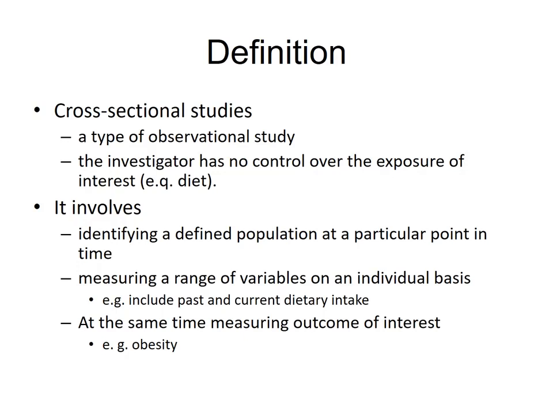interest. For example, we want to assess the relationship between diet and breast cancer. The diet is already part of the daily life of any patient, so we are not doing an intervention by giving a certain diet. It's already a variable that's present. It involves identifying a defined population at a particular point in time, measuring a range of variables on an individual basis. This includes past and current, for example, dietary intake. At the same time, we measure the outcome of interest, obesity, for example.